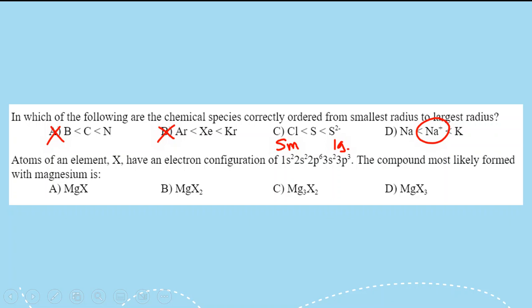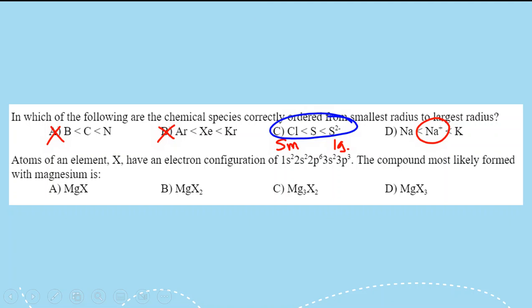Potassium's actually down a row with 4 energy levels, so potassium should be the largest. But out of sodium and its ion, the positive ion should be a lot smaller than the regular ground state atom because you take away the 1 out of the 3s, and now you're going to have a much smaller atom. Okie dokie. So we're going to go with C on that one.